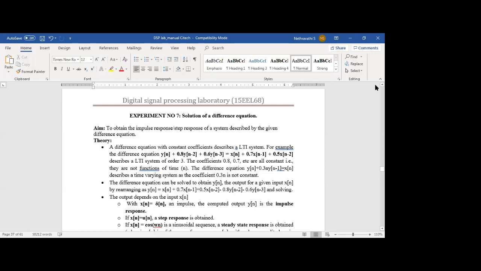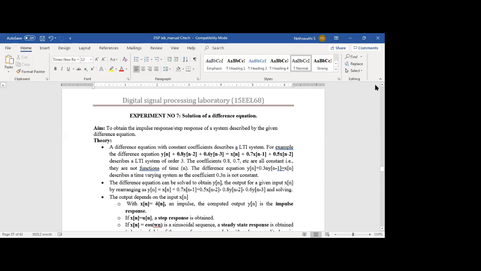Looking at this difference equation, we can see there are delay elements with respect to the input x of n, and delay elements for the output y of n also. Looking at the number of delay elements, we can make out that the order of the given system is third order. Why? Because we have the highest delay element, n minus 3. So the given transfer function is a third order transfer function.